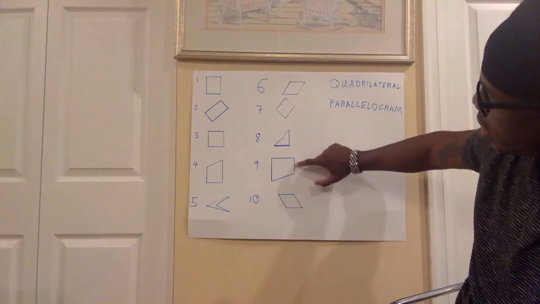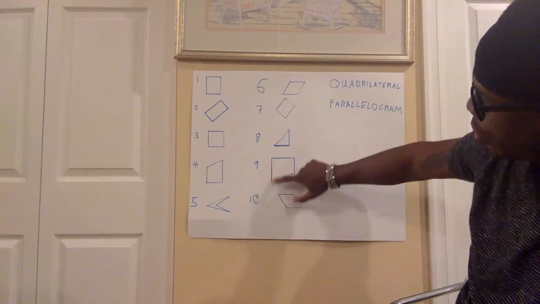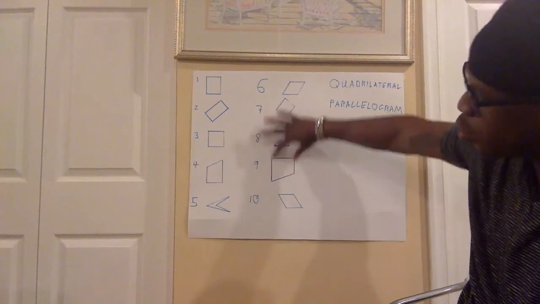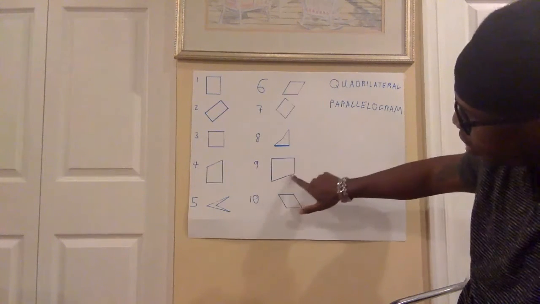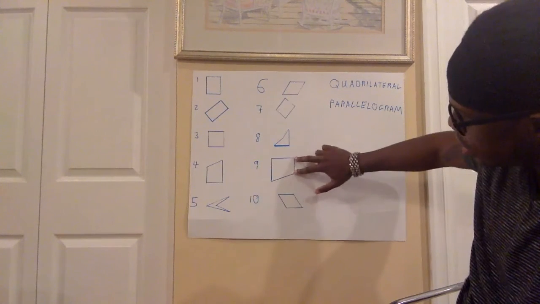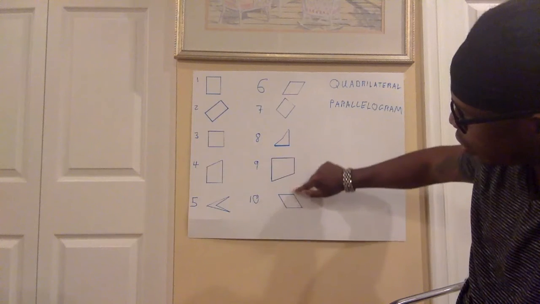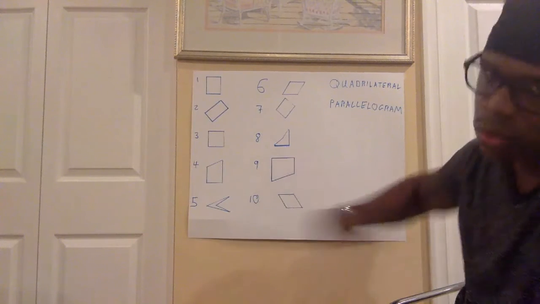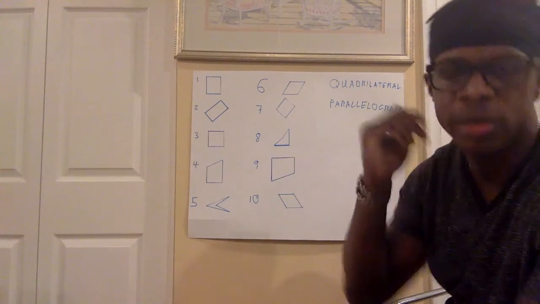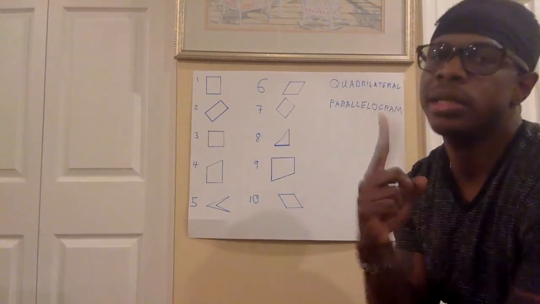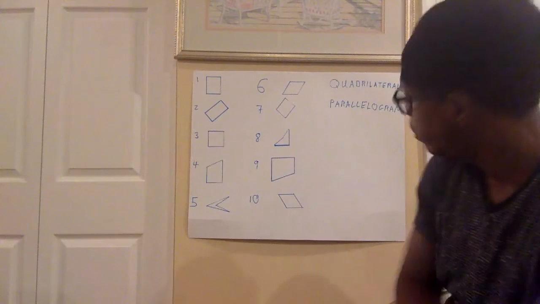The parallel line is here. So these lines are parallel, so this is one pair of parallel lines. Even if they're not the same height, notice that this one is short. If you imagine the lines going on forever, these two lines will never touch. So number 9 has one pair of parallel lines.